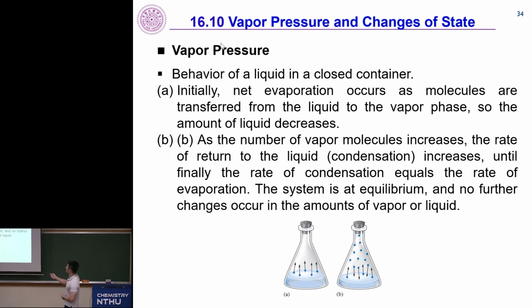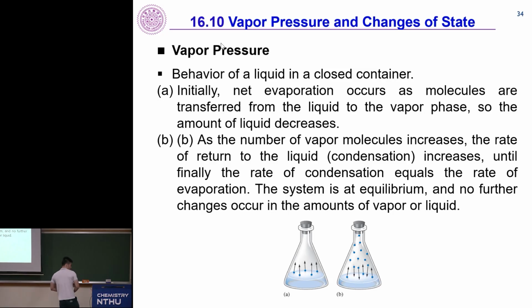So the behavior of liquid in a closed container: initially, this is depicting if you start at the very beginning by pouring some liquid into a flask, in this case a closed flask. So the gas is not evaporating out. What will happen is some of the liquid molecules will evaporate into the head space. And you're going to have an equilibrium between liquid phase and gas phase. And this is what we call vapor pressure.